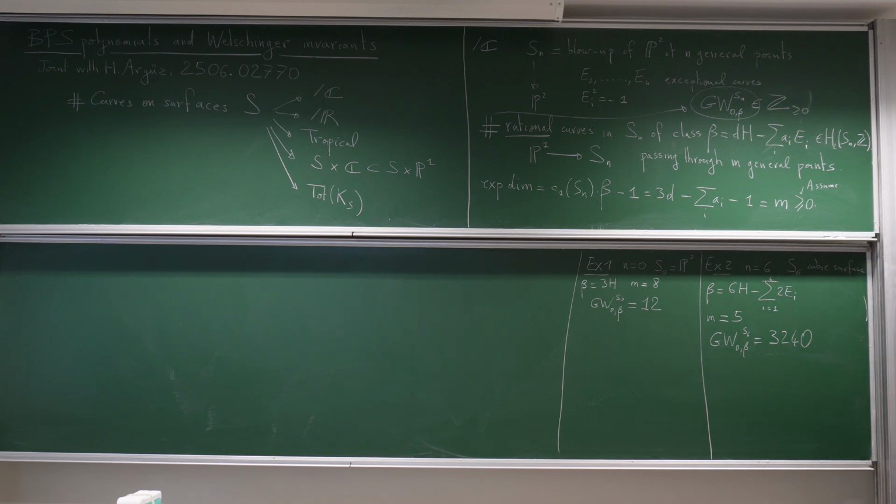It's an interesting number because it's a number that physicists got wrong. There is some physics paper containing a wrong prediction for this number, and I think Göttsche and Pandharipande were very happy to correct this number.